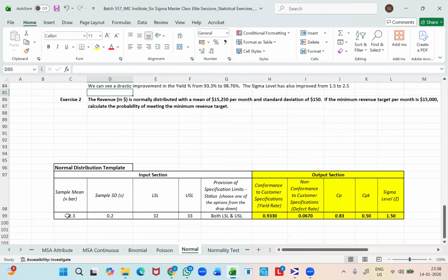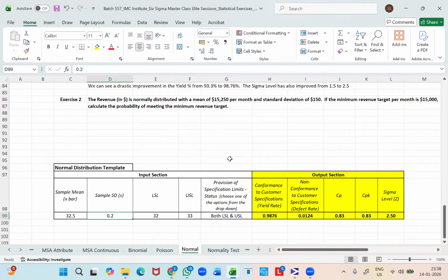Let me just make that adjustment. The new sample mean is 32.5. The moment you change this to 32.5, you can see the yield rate and the sigma level automatically changing in the output section. The yield rate has become 0.9876 and the sigma level has become 2.5. But if you want to improve the sigma level beyond this 2.5 mark, then we need to look at reducing the variation, which is the second objective of Six Sigma.